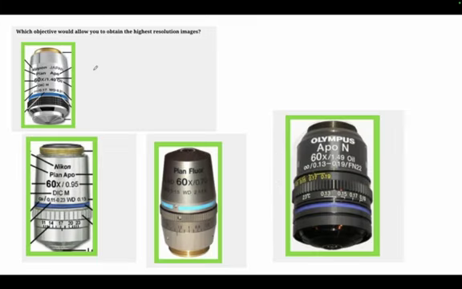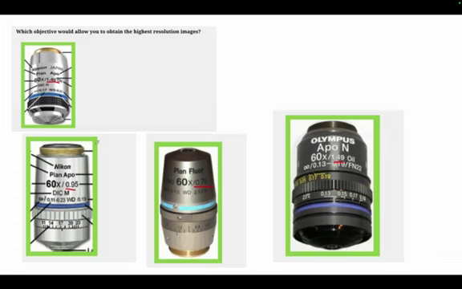Okay. Which objective would allow you to obtain the highest resolution images? Here we have images of 4 objectives, all of which have the same magnification. These are all 60x objectives. But here you will see another value, right? This is what we call the numerical aperture. Obviously, as the numerical aperture increases, the resolution of the image that we can obtain will increase.